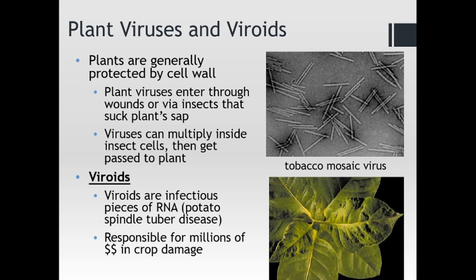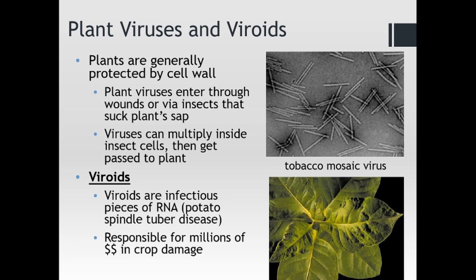It's very similar to malaria, where a mosquito bites you and transmits the malarial parasites into your bloodstream, into your sap, basically. So the insects will inject the viruses into the sap of the plant. It circulates through the plant, and it can cause disease in the plant. Viroids are infectious pieces of RNA. So notice the name ends in oid. They're like viruses, but they're not viruses.